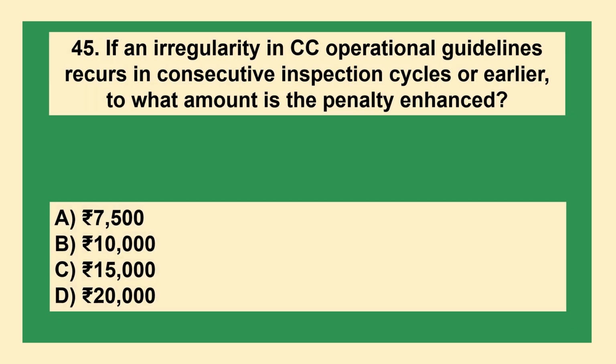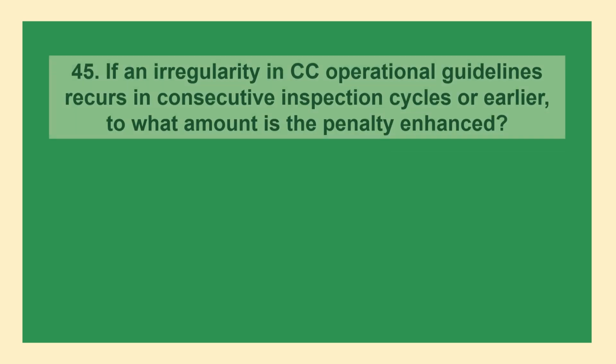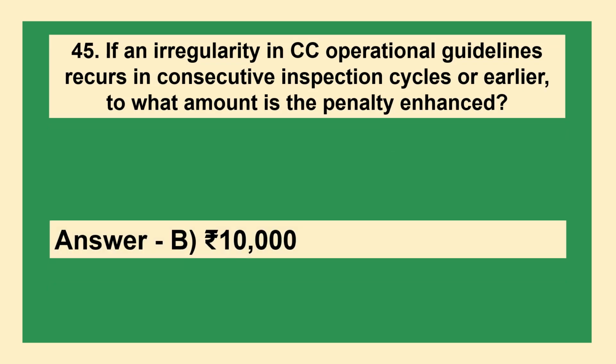If an irregularity in CC operational guidelines recurs in consecutive inspection cycles or earlier, to what amount is the penalty enhanced? Option A rupees 7,500, option B rupees 10,000, option C rupees 15,000, option D rupees 20,000. The answer is option B rupees 10,000.